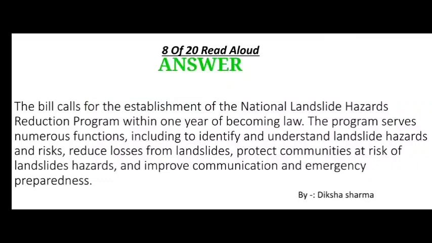The bill calls for the establishment of a national landslide hazards reduction program within 1 year of becoming law. The program serves numerous functions, including to identify and understand landslide hazards and risks, reduce losses from landslides, protect communities at risk of landslide hazards, and improve communication and emergency preparedness.